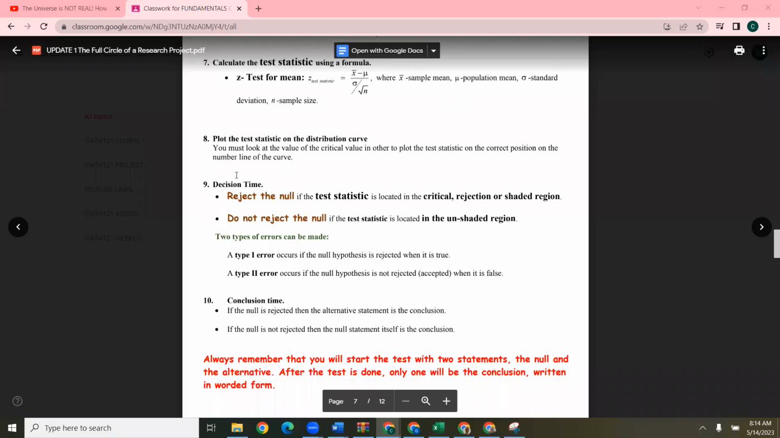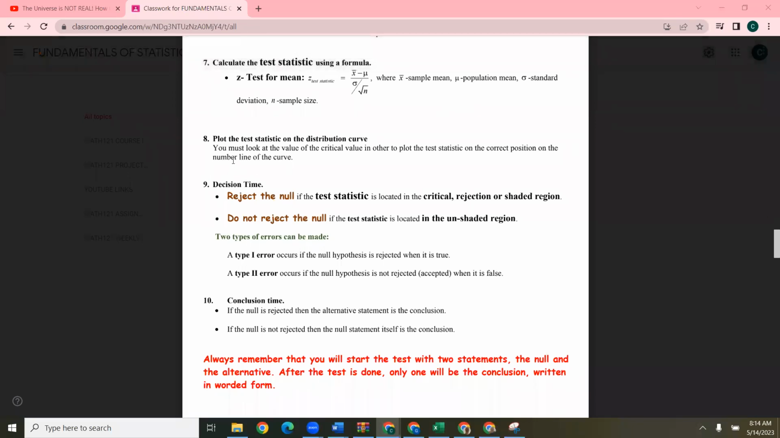So now we're moving on to step number 8. It says plot the test statistic on the distribution curve. So you must look at the value of the critical value in order to plot the test statistic on the correct position on the number line, on the curve.